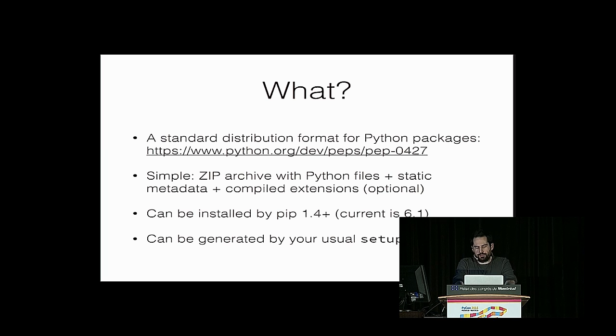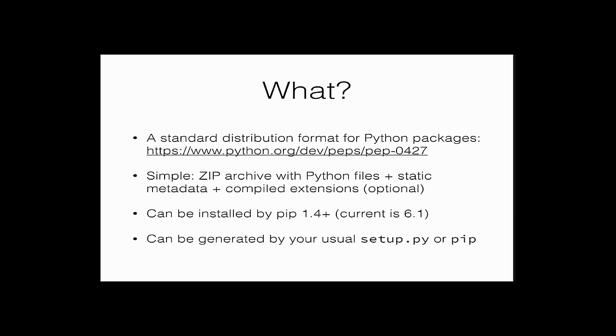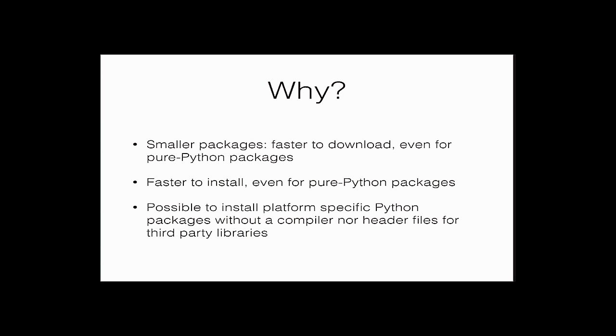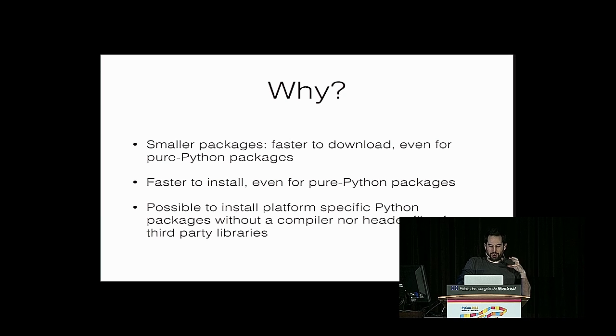To generate those, right now you can use a setup.py script if you install the wheel package, and you can also use pip to generate wheel packages for any source distribution. Why would people want to use wheel packages? For instance, if you have a pure Python package, it's still interesting compared to a source distribution, because wheels are generally smaller packages, so they are faster to download and faster to install, even for pure Python packages, because they don't necessarily include stuff like documentation or tests if you don't want to have the test part of the library. So they can be smaller and faster to install.